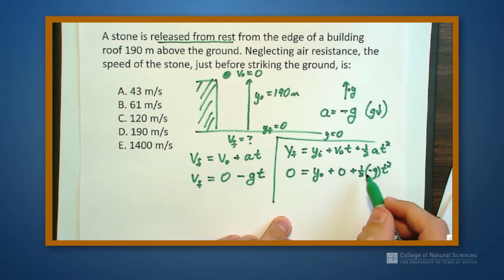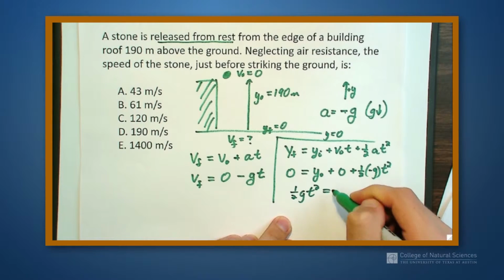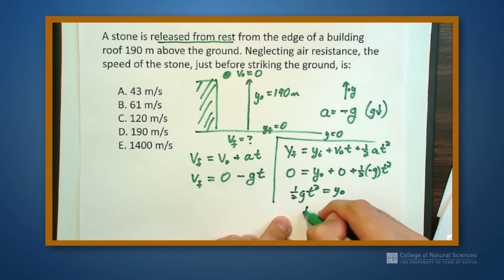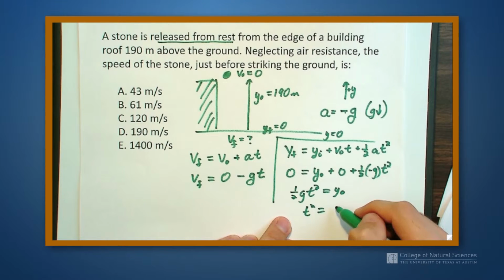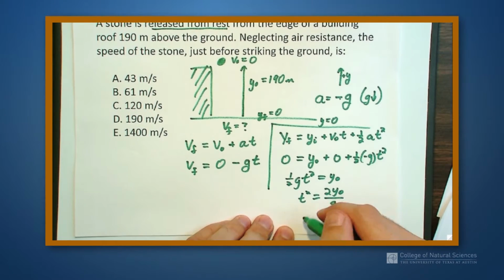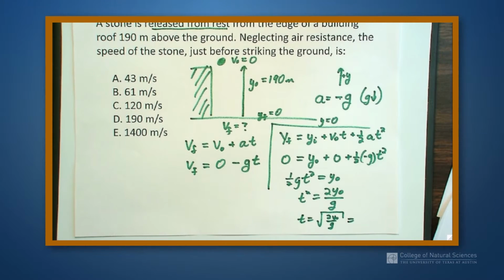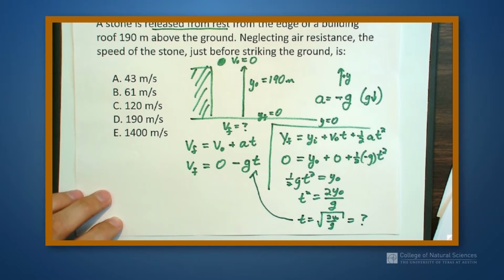It says that I'm going to move this term to the other side, so 1/2 g t squared is equal to y naught, or t squared is equal to 2y naught over g. Or one last step, t is equal to the square root of 2y naught over g. If I solve this equation through, I can get a value for it. I don't know what the value is. Actually, I don't care about the time. I care about the speed before it strikes the ground.